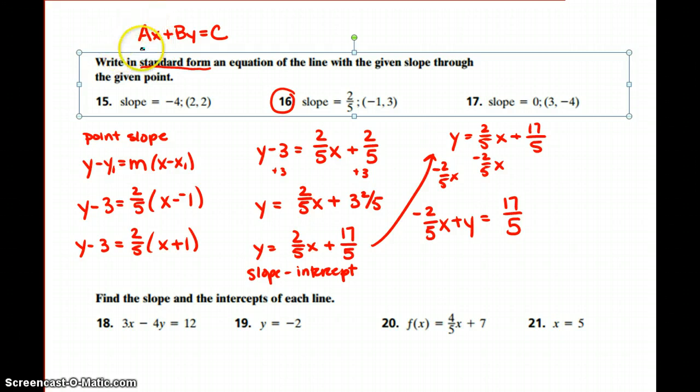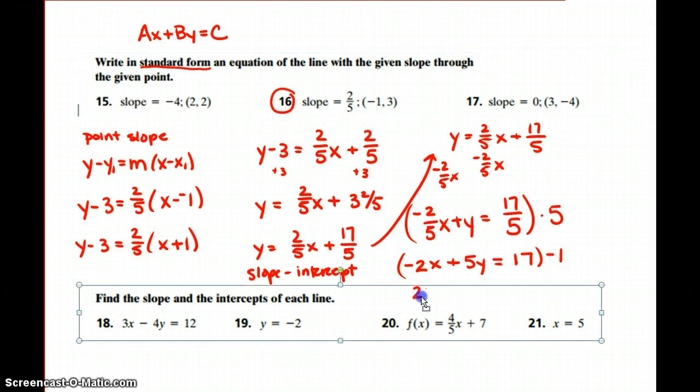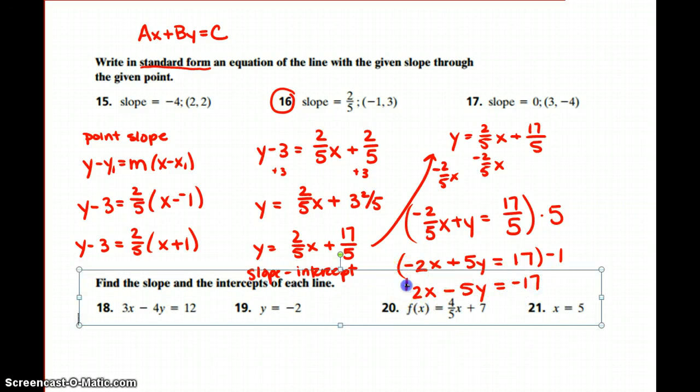Again, a is a whole number if you looked at our definition on the board. And for whole numbers, when you have a fraction, you just multiply by the denominator. So if I multiply this whole entire equation by 5, 5 times negative 2/5 gives me negative 2x, plus 5y, and 5 times 17/5 is 17. Again, this is supposed to be a whole number, and it's supposed to be positive. So I'm going to multiply the whole thing by negative 1, so I have 2x minus 5y equals negative 17. So this would be my answer in standard form.